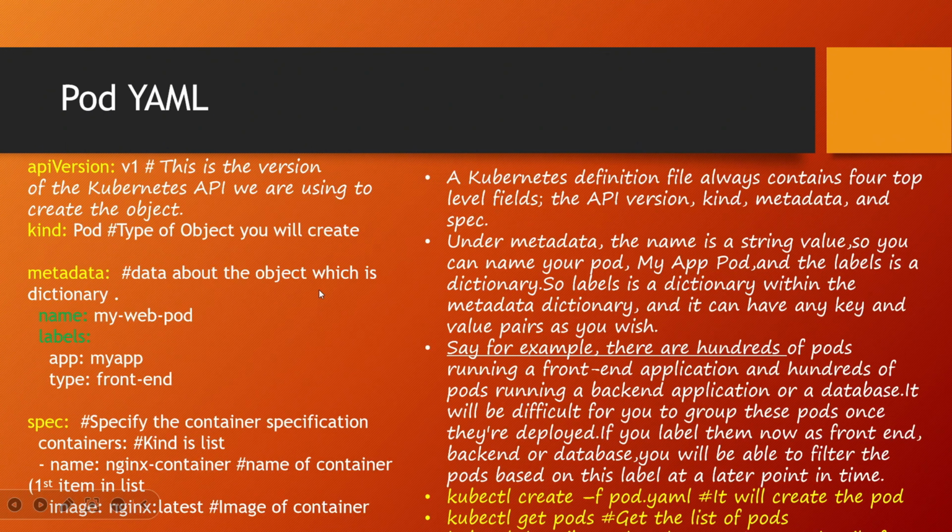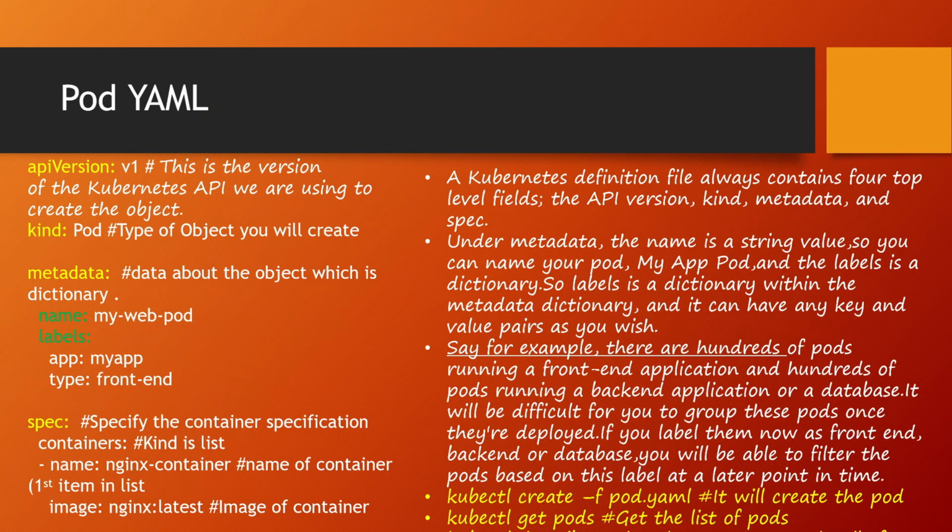Now, how to create a pod YAML? The syntax is very simple. Whenever you are going to create a pod, you will have four top-level fields. The first is the API version, the second is the kind, the third is the metadata, the fourth is the spec. Fine. These four are the mandatory fields that you have to write in every YAML file related to all the Kubernetes components, right?